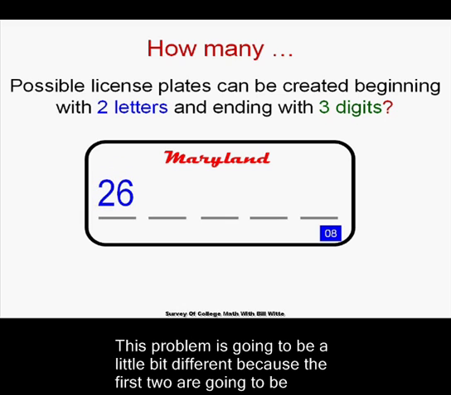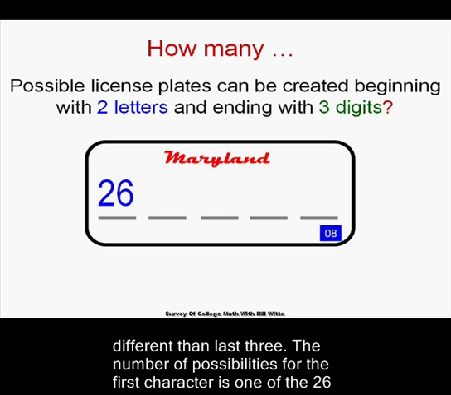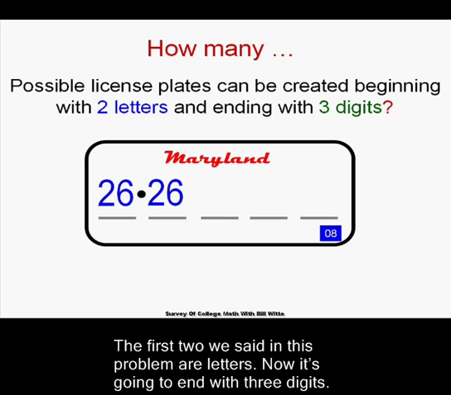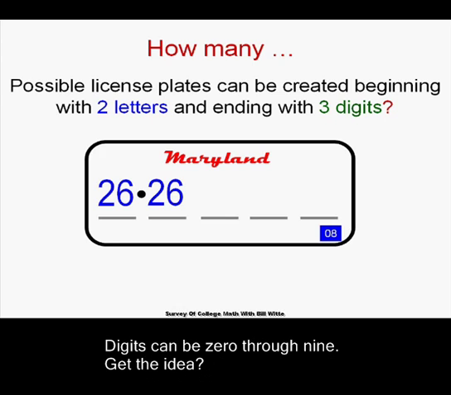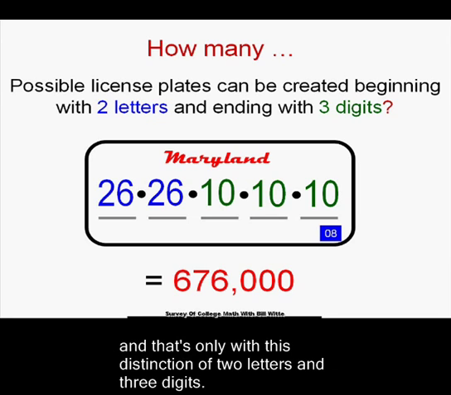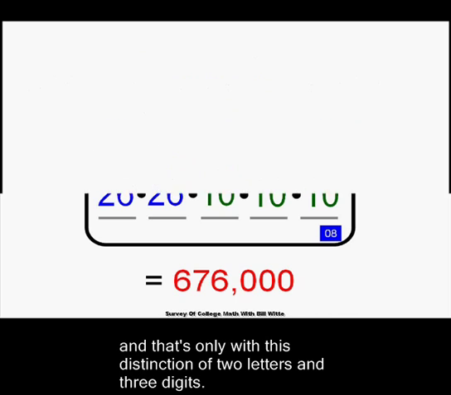The number of possibilities for the first character is one of the 26 letters, A through Z. Same thing with the second one. The first 2 we said in this problem are letters. Now it's going to end with 3 digits. Digits can be 0 through 9. Get the idea? And if you multiply all of those, you get 676,000 different license plates, and that's only with this distinction of 2 letters and 3 digits.